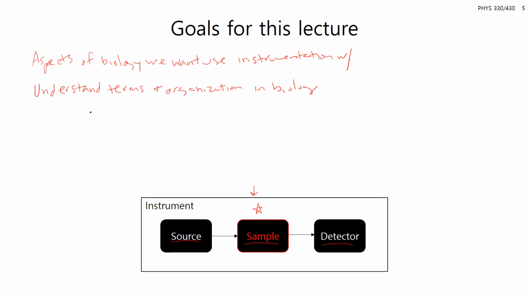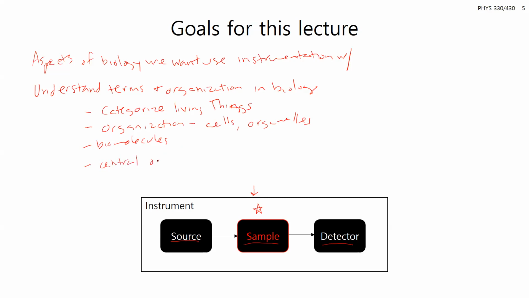So we're going to be going over how we categorize living things. Yes, the organization in terms of cells, organelles, what biomolecules, if we're getting down to the chemistry scale, play a role, and also some of the central dogma of biology. So review for some of you guys, refresher from a couple of years back for others of you.